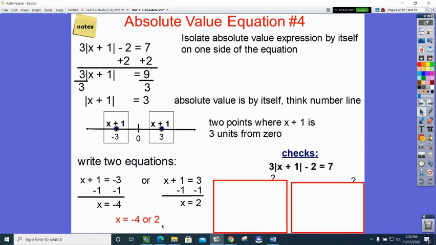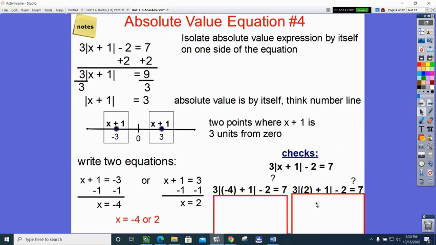That -4 needs to go back in the original. I mean, it's really tempting. I want to just check it right here. It's so easy. But if you made a mistake getting there, you will not catch it. You always check in the original up here. So I'm going to put that -4 in. And on the other side, I'm going to put the 2 in. Okay, so, can you do the math, and are you comfortable doing that moving forward?